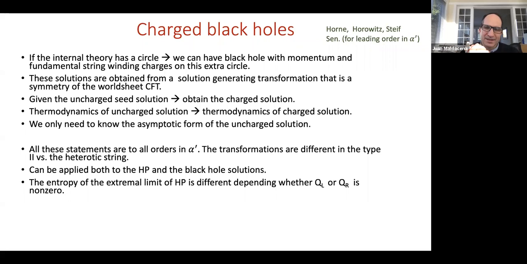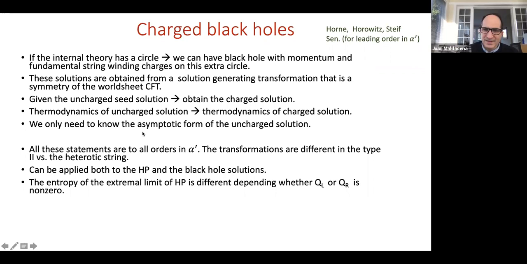And the thermodynamics of the uncharged solution determines the thermodynamics of the charged solution. And because of the property we discussed in the previous transparency, we only need to know the asymptotic form of the uncharged solution to figure out the properties of these charged solutions and to apply this solution generating transformation. So all the statements that we made here are valid to all orders in alpha prime.